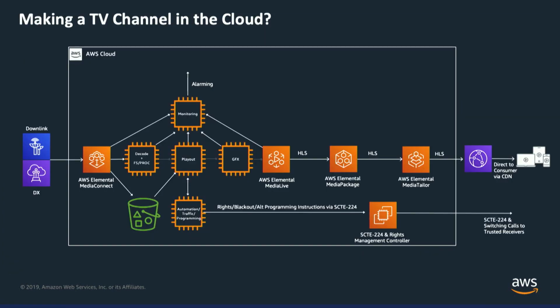So if you wanted to make a TV channel in the cloud, the easiest way, at least logically, is to take the architecture that exists right now on many premises and shift that into the cloud. And that will immediately bring with it cost savings, agility, and the ability to expand very quickly into new regions and also downsize and upsize your capacity when needed.